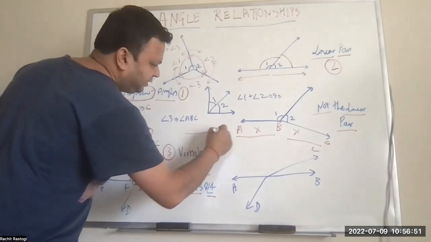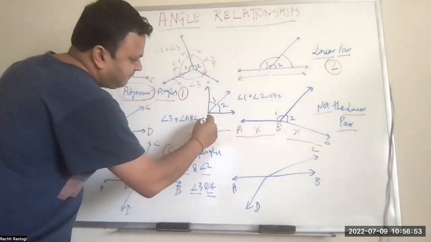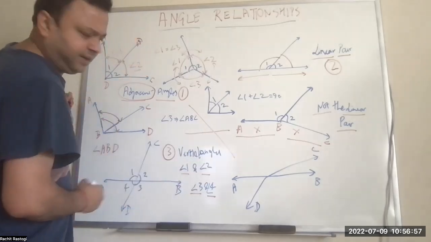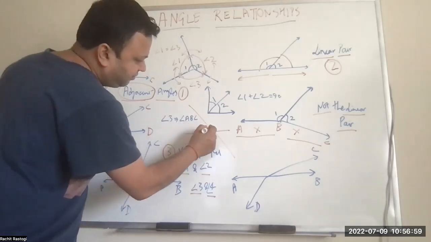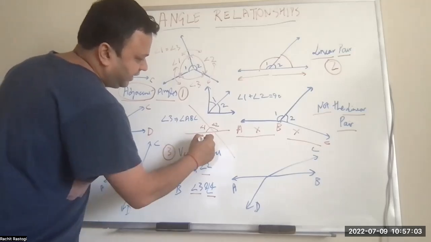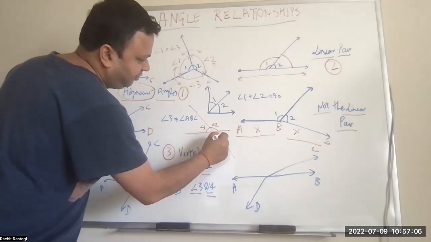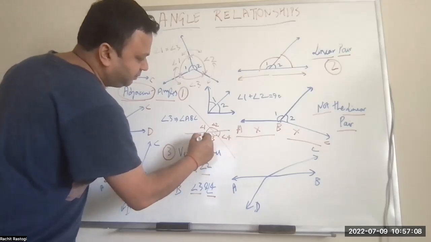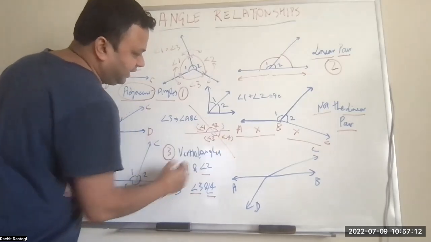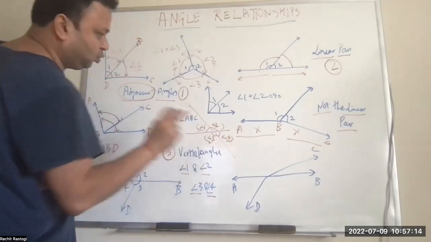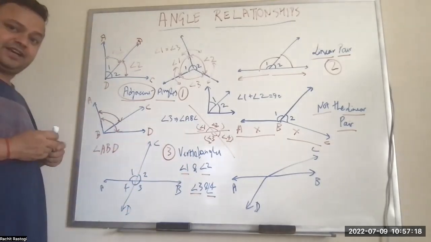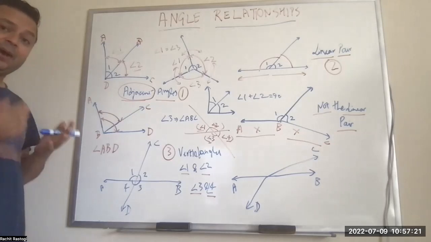So simple. Let's say you have a line like this, right? And then you have another straight line cutting it through. Okay. So then the angles which are formed here, angle 1 and angle 2, angle 3 and angle 4. So these pairs, like angle 1 and angle 2 as well as angle 3 and angle 4, these two pairs are called vertical angles.